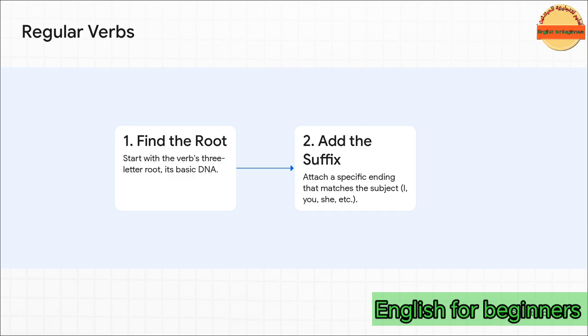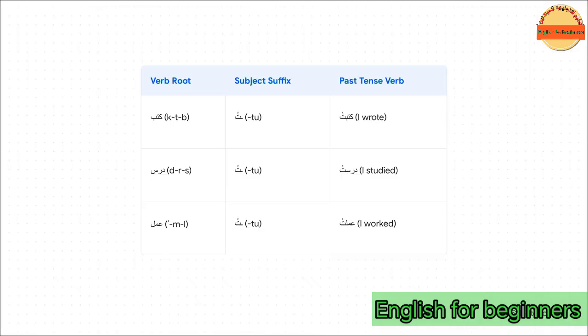Well, it's a super simple two-step formula. First, you just take the verb's most basic form, which is usually a three-letter root. You can think of this as the verb's DNA. Then, step 2, you just stick a specific ending, a suffix, onto it that matches who's doing the action. You know, I, you, she, and so on. Seriously, that's it.